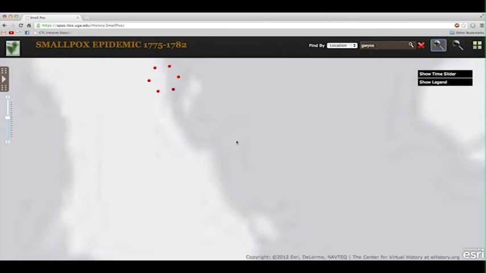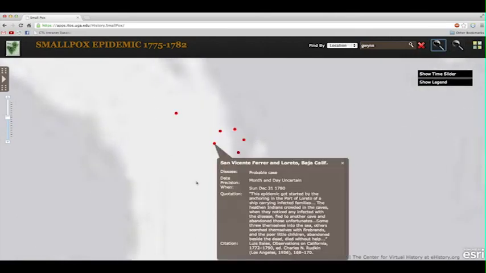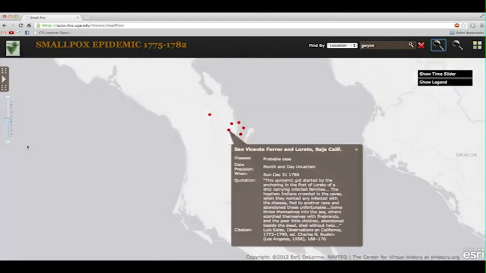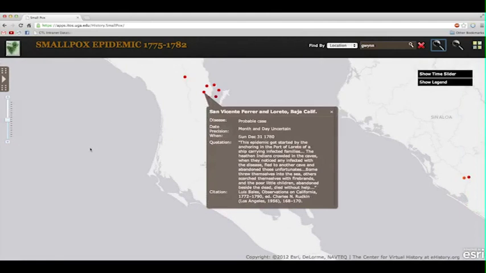And here's one account of what happens. So this is December of 1780. This epidemic got started by the anchoring in the port of Laredo of a ship carrying infected families. The heathen Indians crowded into the caves when they noticed any infected with the disease, fled to another cave and abandoned those unfortunates. Some threw themselves into the sea. Others scorched themselves with firebrands. And the poor little children, abandoned beside the dead, died without help.